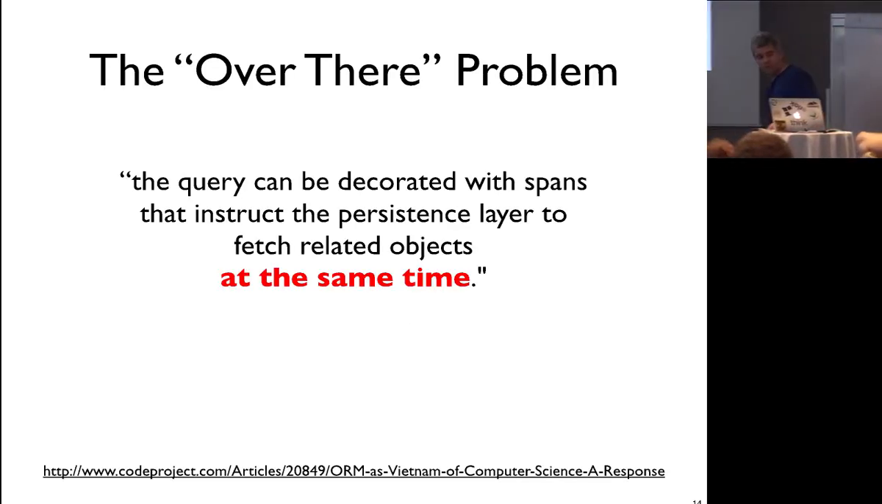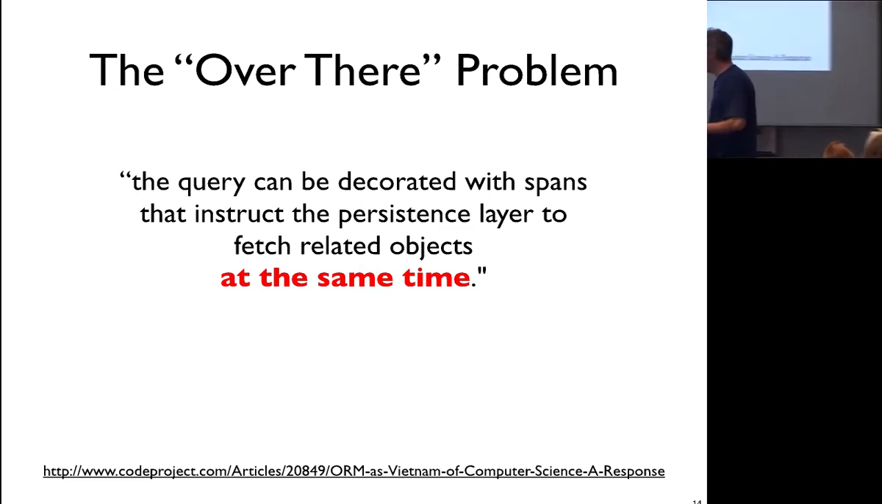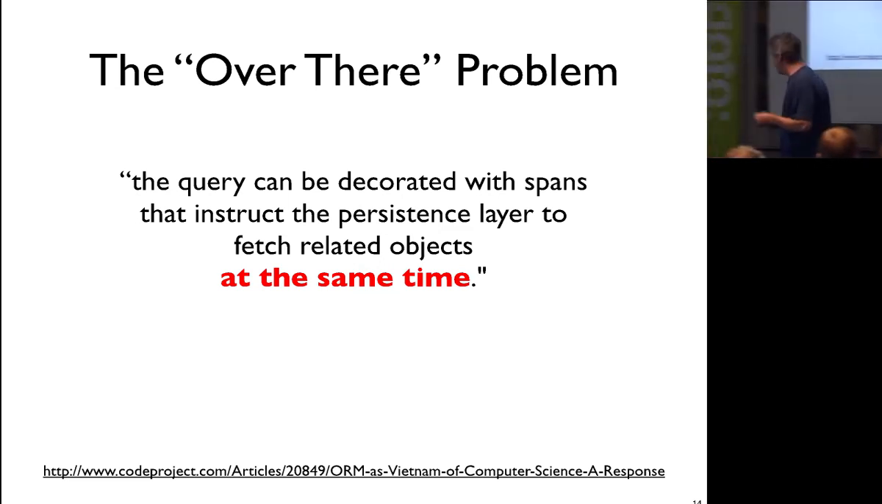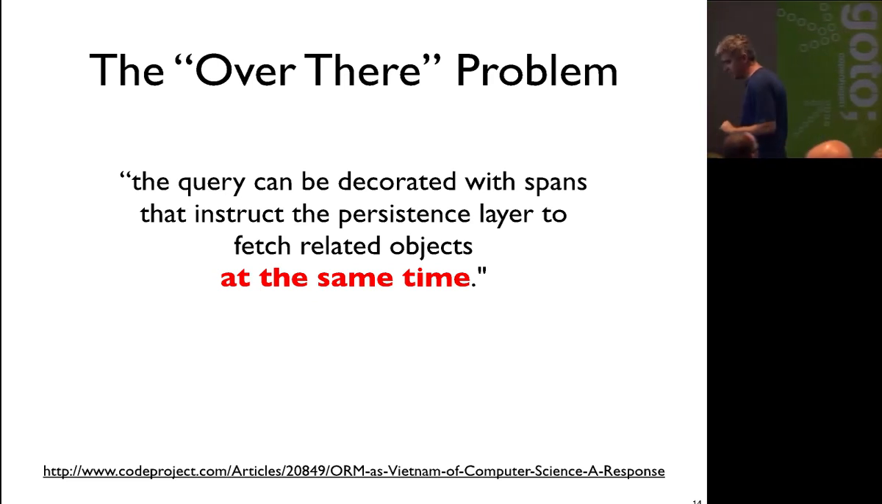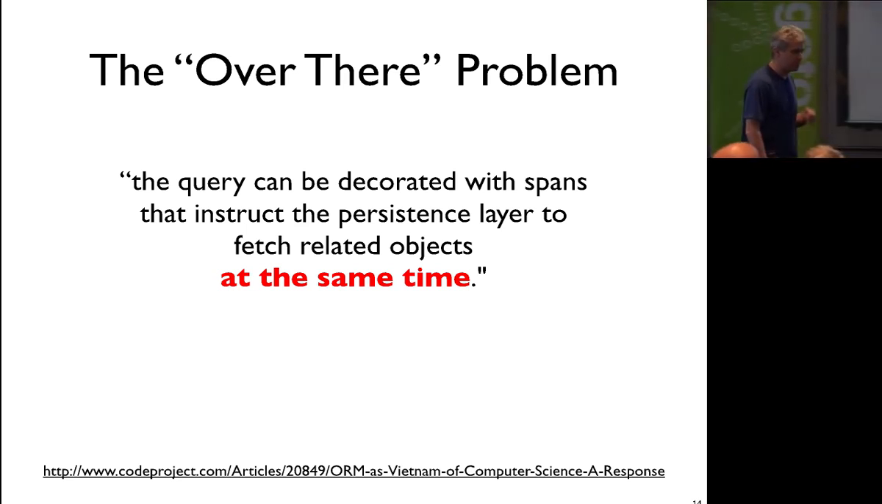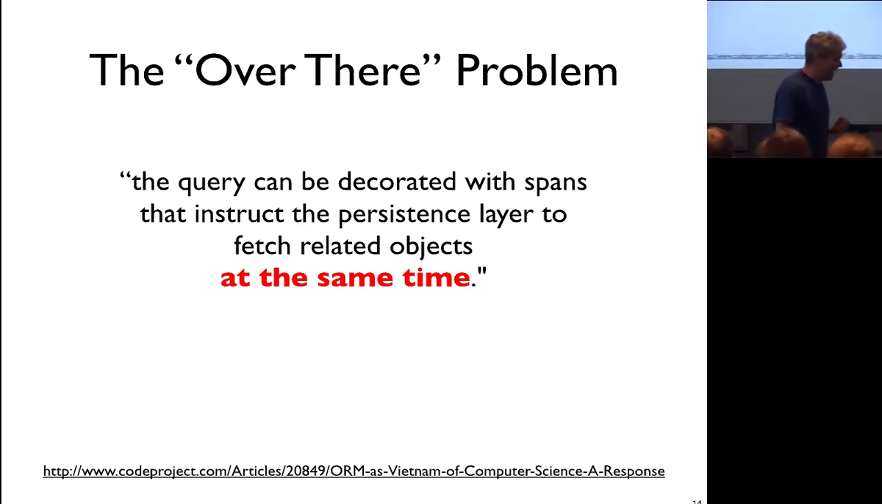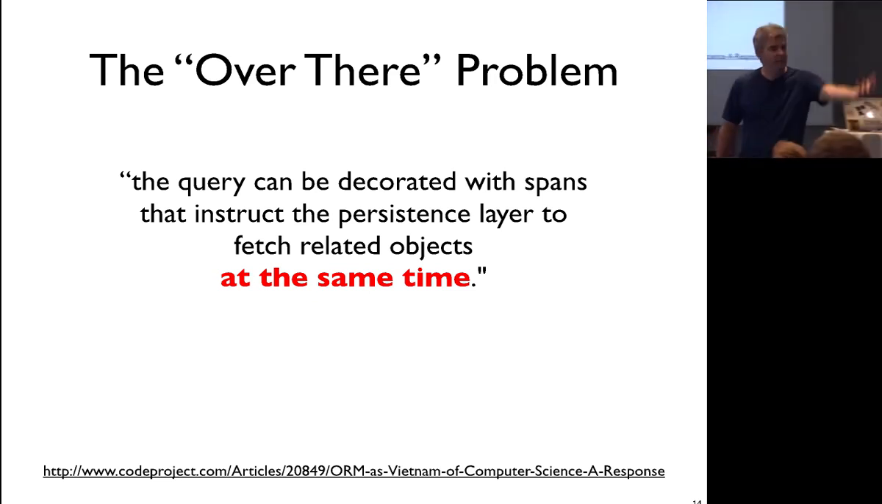The over-there problem, as I said, is the biggest one, and it gets you again and again and in different ways. This is a quote from another person who was responding to this series of blog posts and made an observation that, yes, you can fix this particular problem in query by decorating them to tell the persistence layer to go do other things while you're doing this thing. And so there's this notion, when you're talking to persistence that's over there, that you're going to ask it to do a whole bundle of things in one operation.